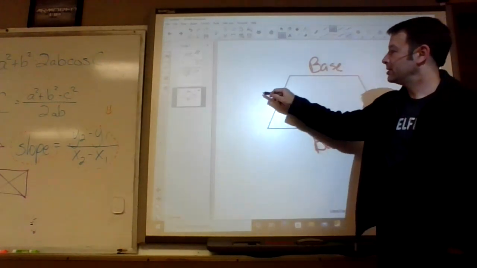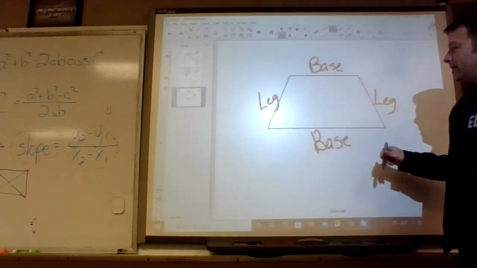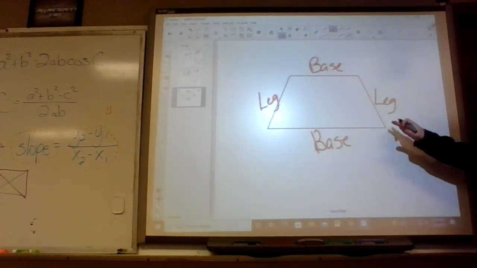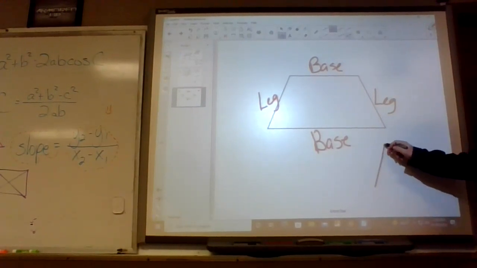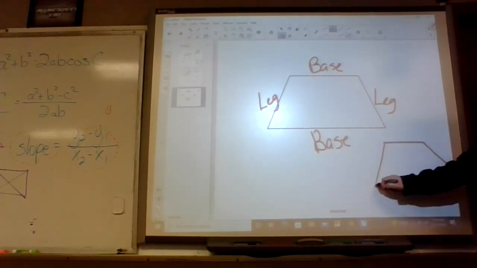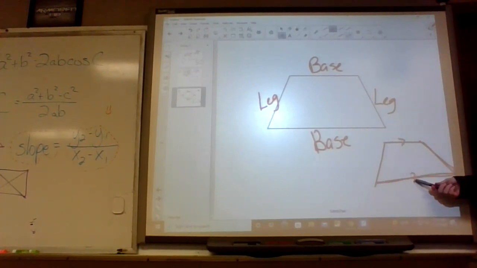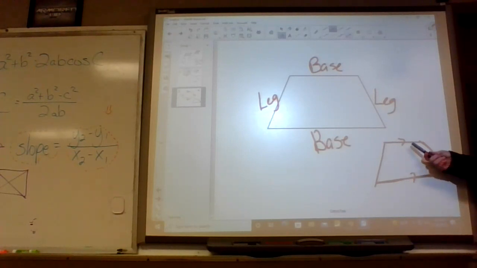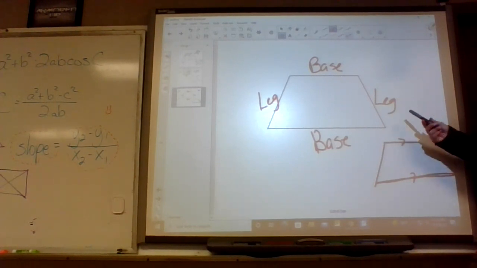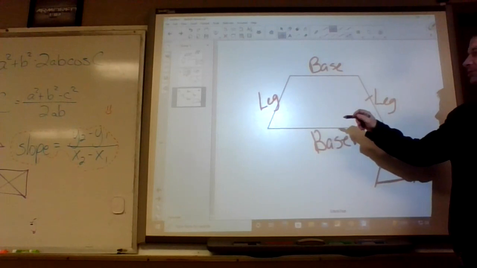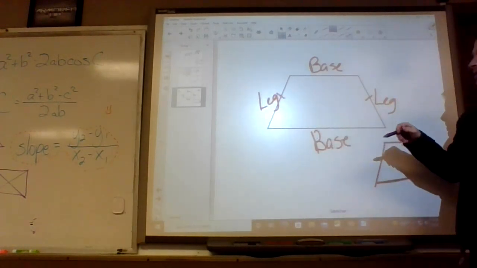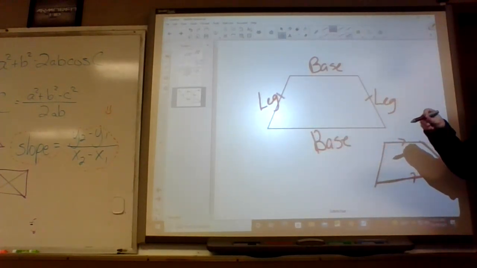Legs. Okay. This one's kind of like a perfect trapezoid. Normally, trapezoids can look kind of weird like this. As long as they have a parallel pair of bases, that's a trapezoid. If it's perfect like this, if these two are the same length, guess what kind of trapezoid that's called?